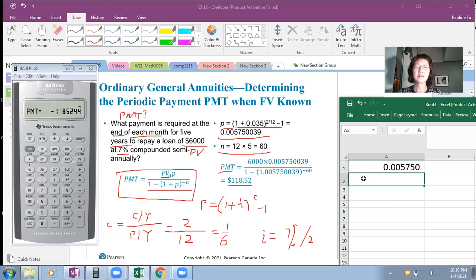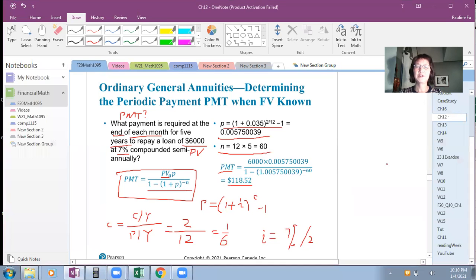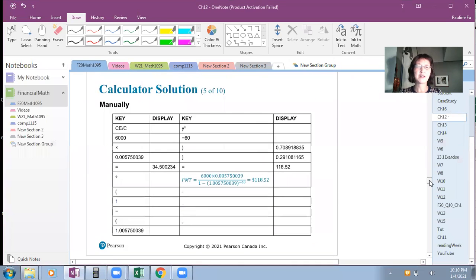And now use the PMT function. PMT rate is P. NPER 60. PV 6,000. 0 future value, type is 0. Okay. Get the same number, $118. Okay. So this is the PMT calculation.